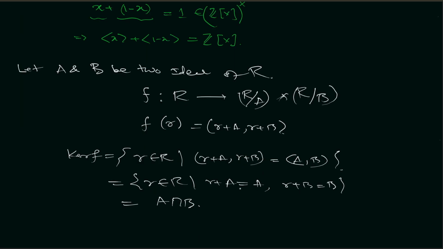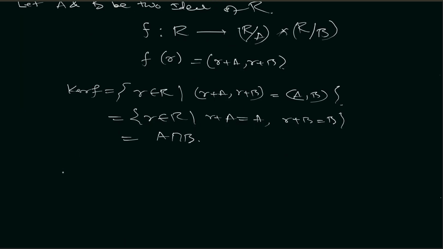So you know one thing very well, that A dot B, the product of ideals, is always contained in A intersection B, right? Why? Can you verify this much?